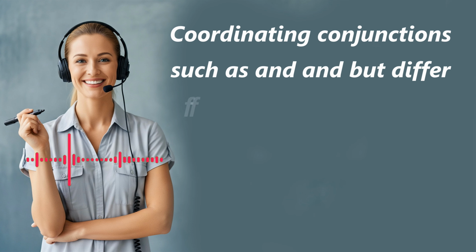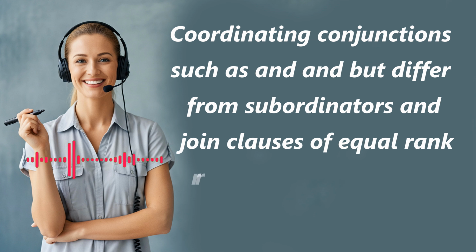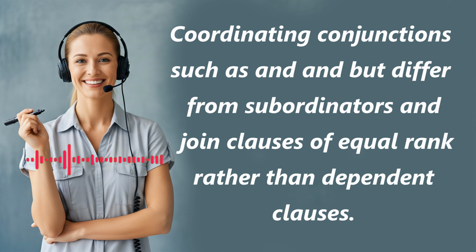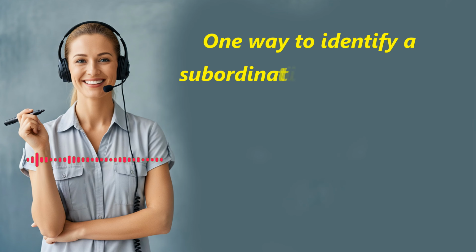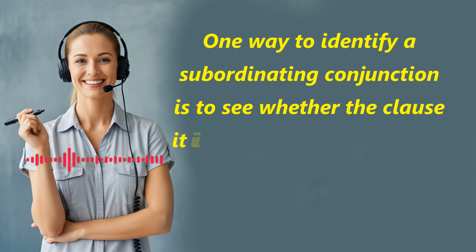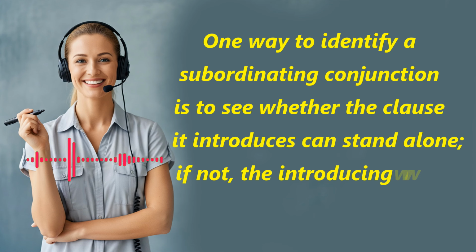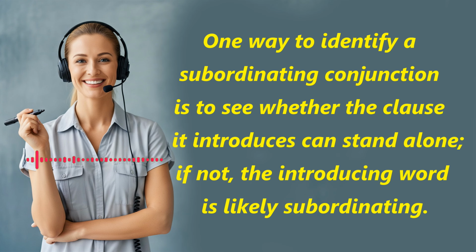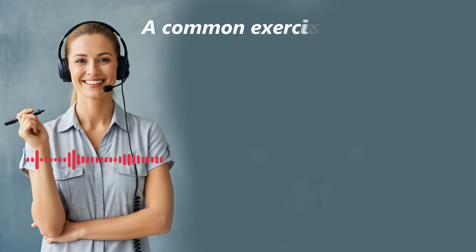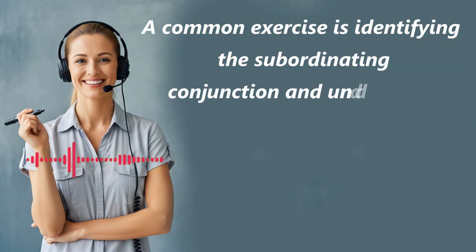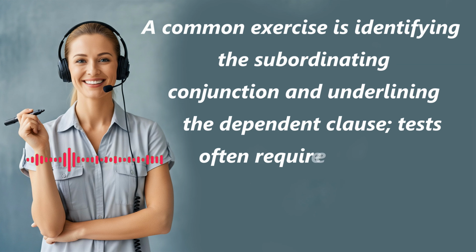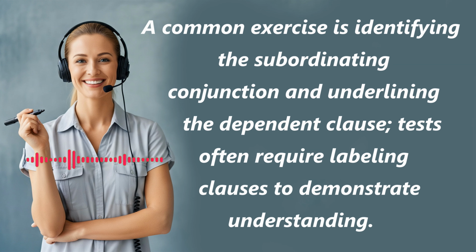Coordinating conjunctions such as and, but differ from subordinators and join clauses of equal rank rather than dependent clauses. One way to identify a subordinating conjunction is to see whether the clause it introduces can stand alone. If not, the introducing word is likely subordinating. A common exercise is identifying the subordinating conjunction and underlining the dependent clause. Tests often require labeling clauses to demonstrate understanding.